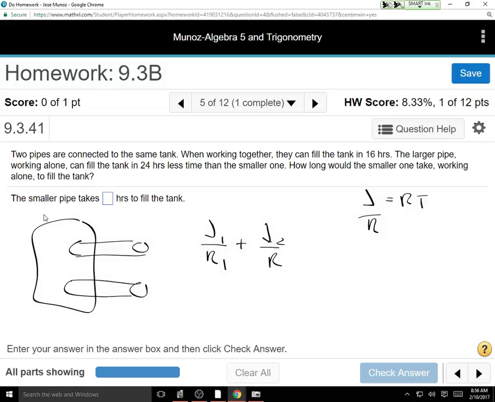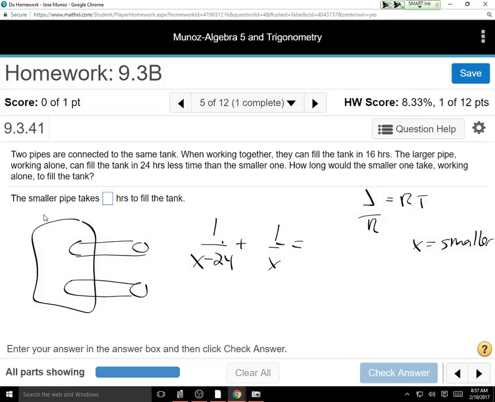The larger pipe working alone can fill the tank in 24 hours less than the smaller one. So we'll call it pump 1 for the larger, and its time will be x minus 24. And the smaller one will just be x. Make a note that x represents the smaller one. How long will it take the smaller one, which is what we're after, working alone to fill the tank? The number of jobs we're doing is just 1 job.